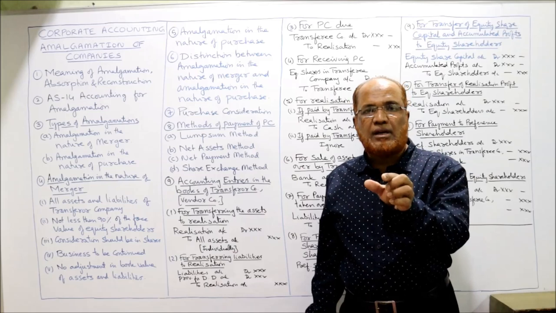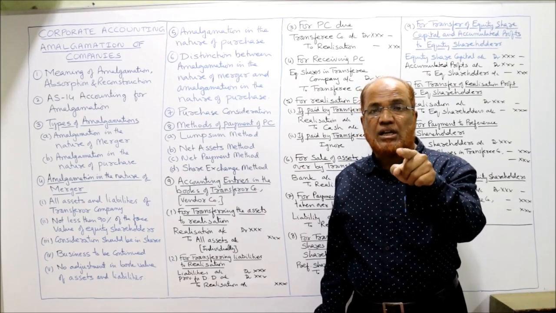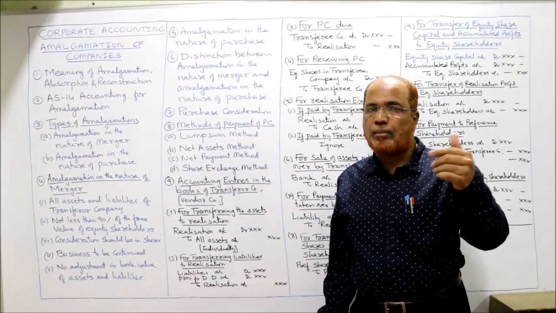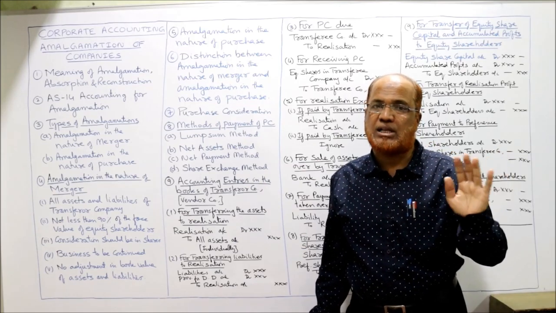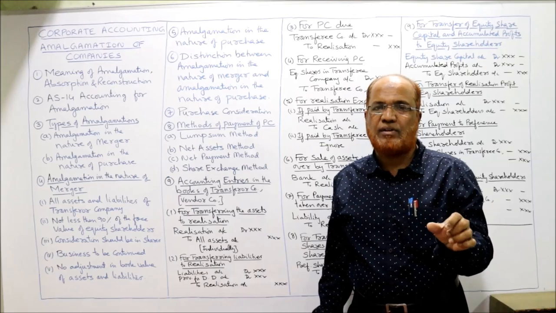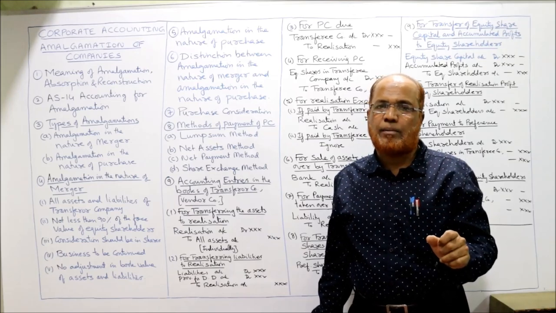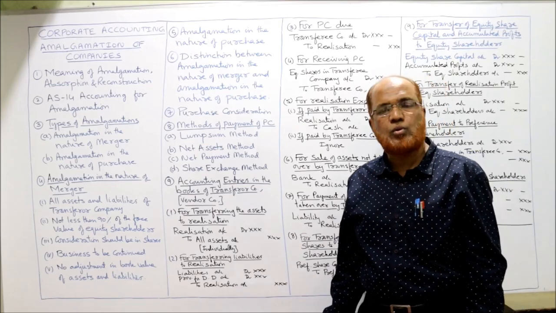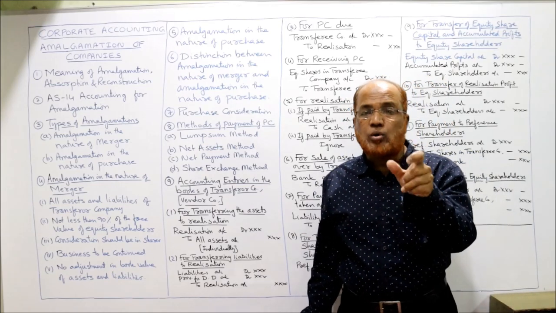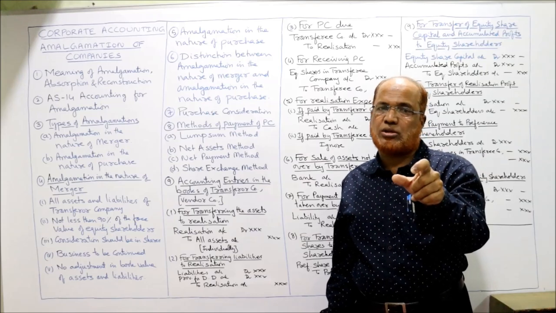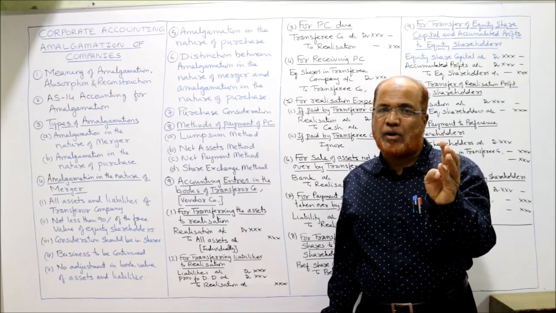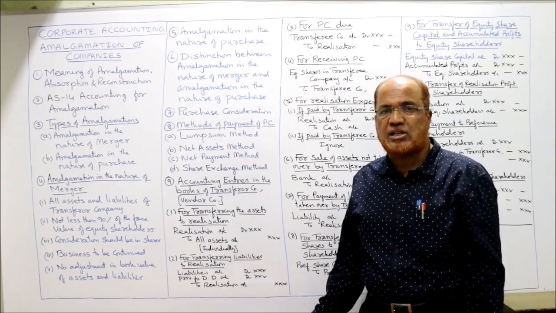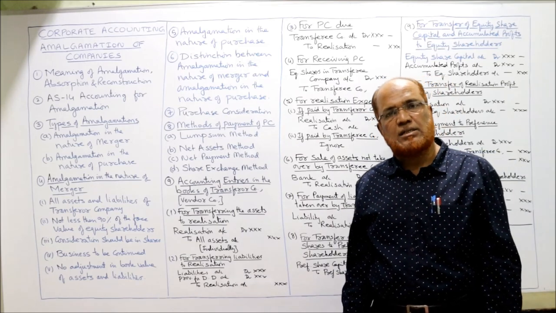Only those liabilities should be transferred to realization which are taken over by the transferee company. The liabilities which are not taken over by the transferee company, don't transfer. In the problem, if it is given that the bills payable are not taken over by the transferee company, don't transfer bills payable to realization. Similarly, only outside liabilities should be transferred to realization. Equity share capital, reserves and surplus, accumulated profits should not be transferred to realization.